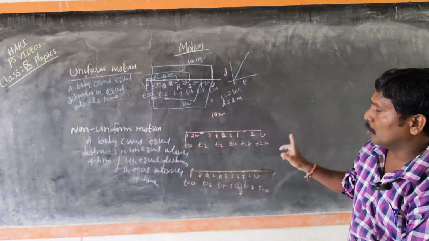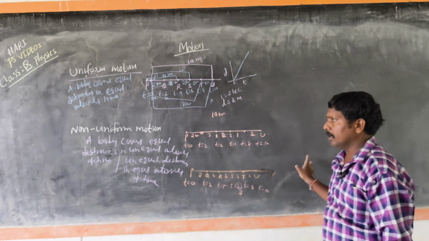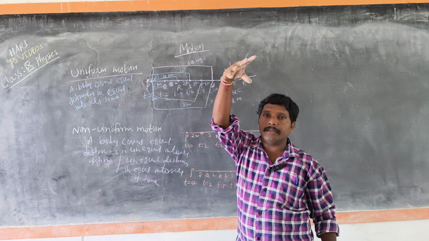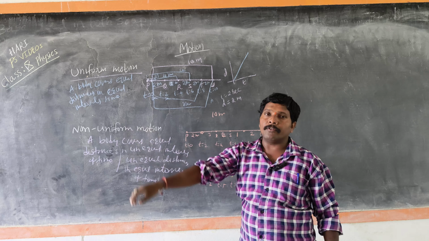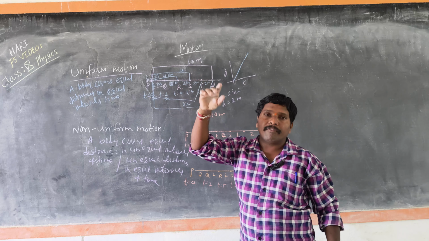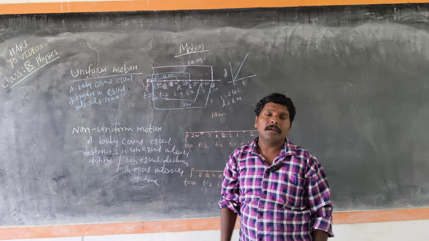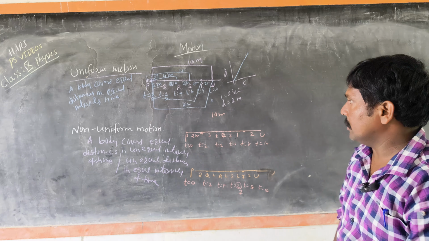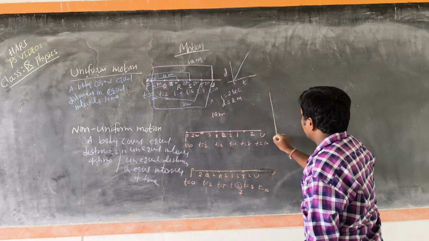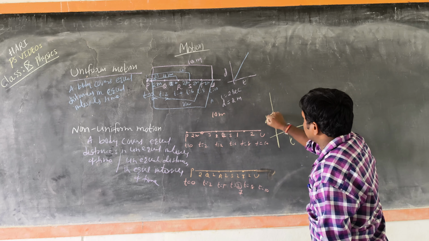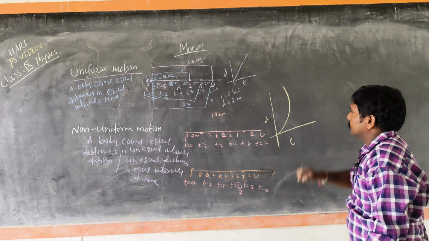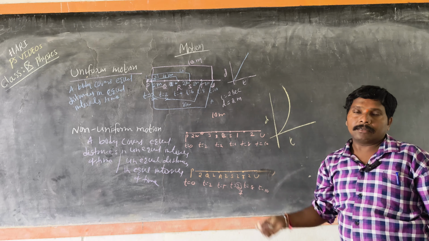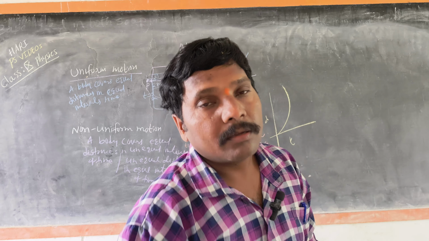So this is about uniform motion and non-uniform motion. A body falling down is an example of non-uniform motion. The movement of vehicles on the road is also an example of non-uniform motion. If you draw the graph between time and distance, we get a curve. We will discuss this in graphs. That's all. Thank you.